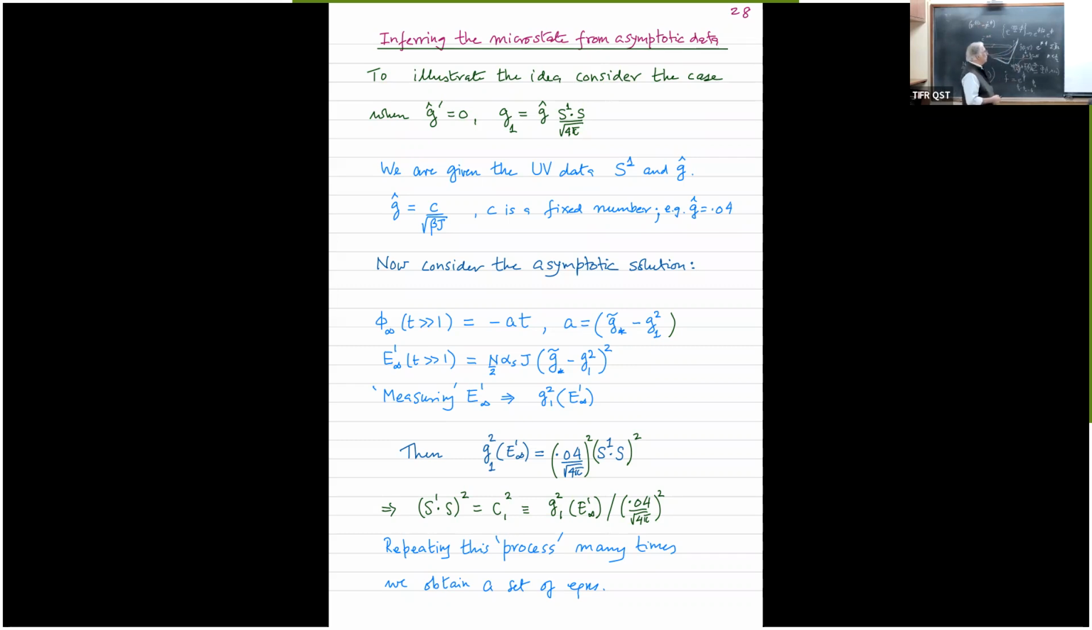Okay. So suppose you have this type of system and we are given this type of ultraviolet data. I tell you what S1 is. Sure, one question: suppose we put an infrared cutoff on the field phi.